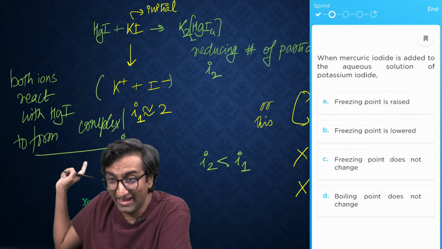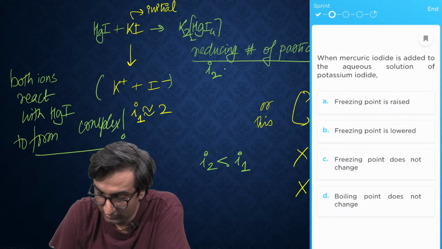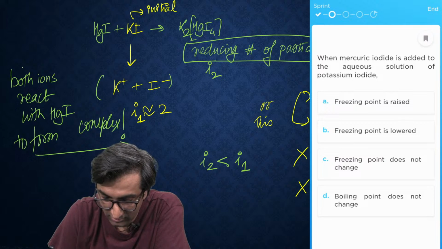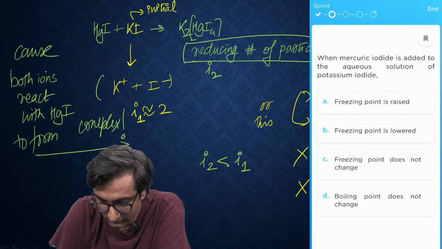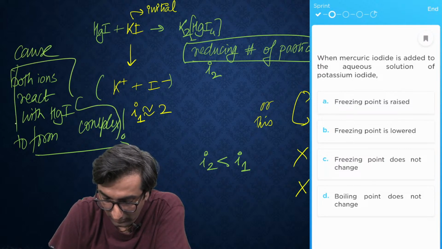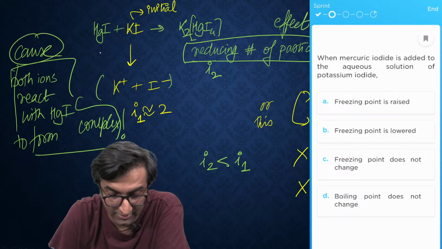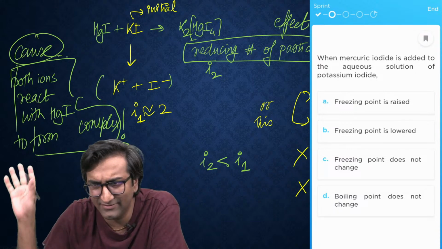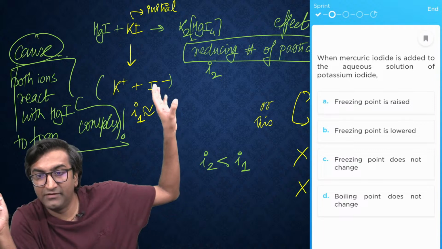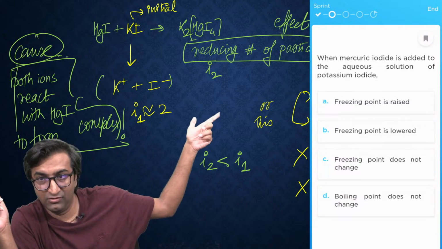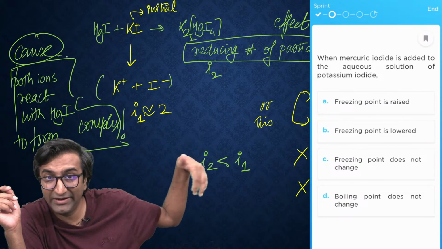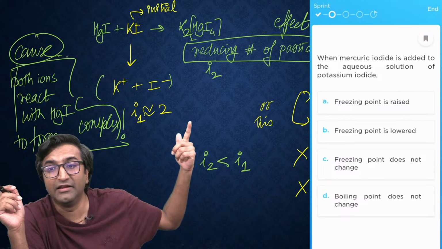Okay, and hence this. So this is the cause, this is the effect. The cause is that both things are reacting with this. HgI as it is, okay, HgI. This makes it an advanced level question. Okay, so I feel that the freezing point is raised.